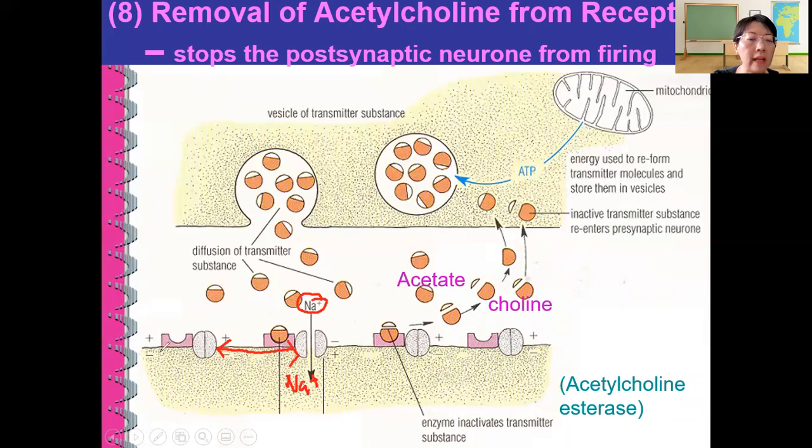Then after that, it will fire another action potential. Then after it finishes its refractory period, it goes back to rest. Then again, this sodium ion is still there, you stimulate it again and it sends another action potential. So the result is this neuron will keep on firing. Firing what? The action potential.